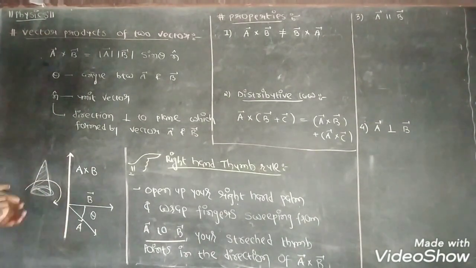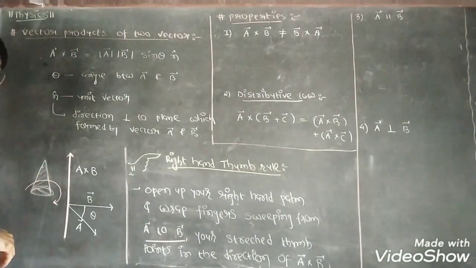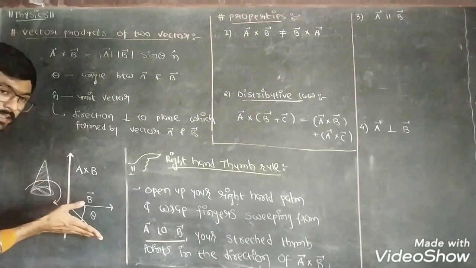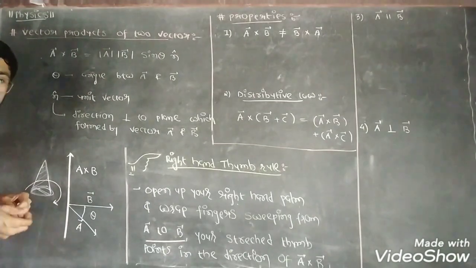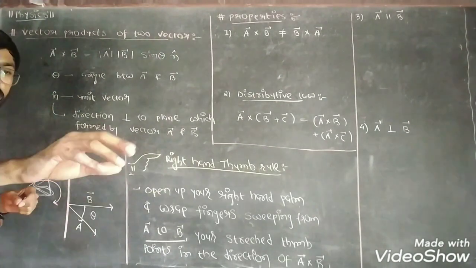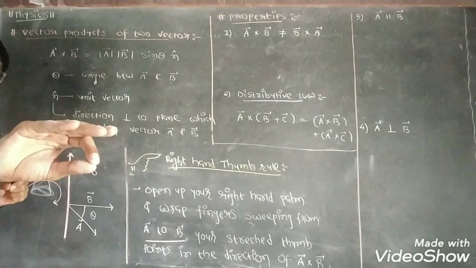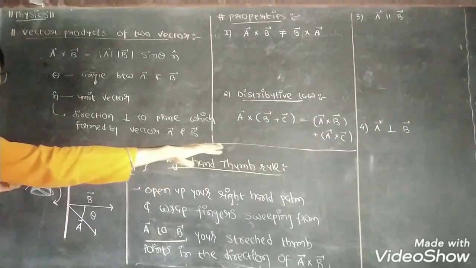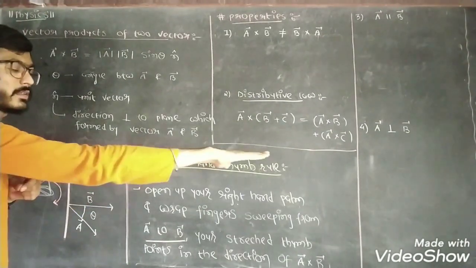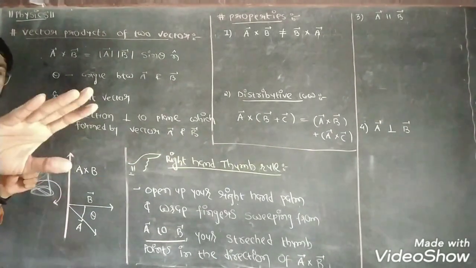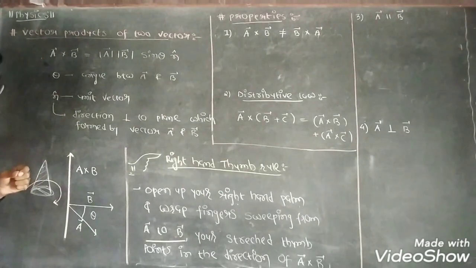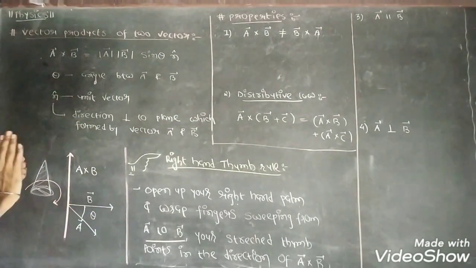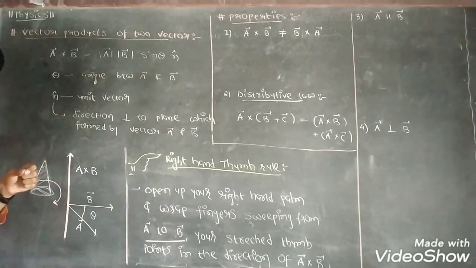So this is the figure of the vector product. Suppose this is the direction of vector A. The direction of vector B is in the horizontal direction. So vector B is in this direction, and vector A is in this direction. So this is the angle between A and B.